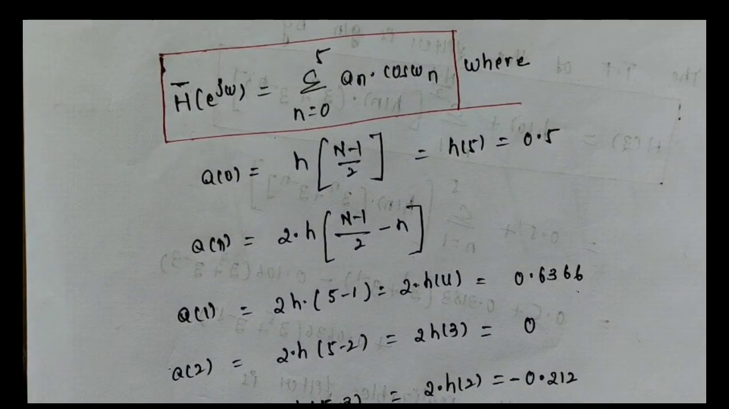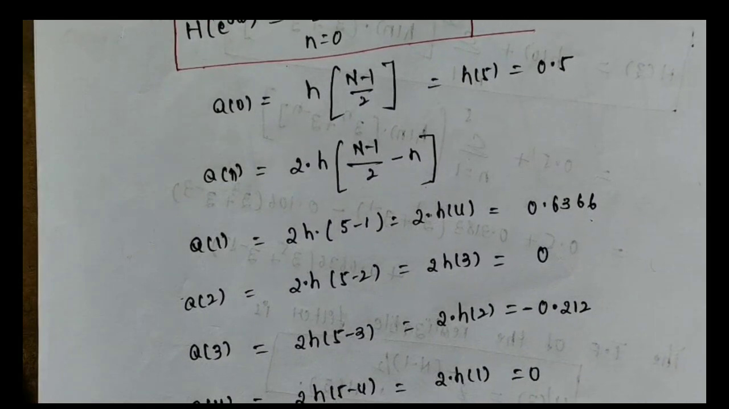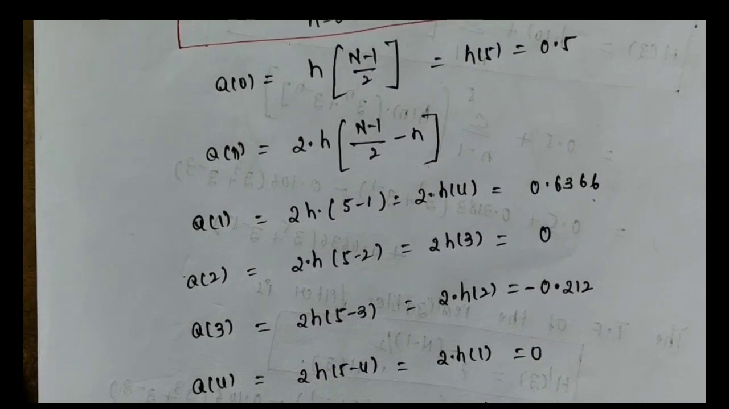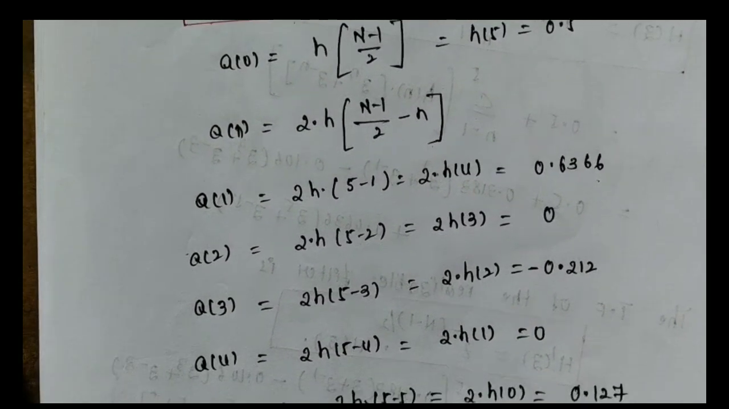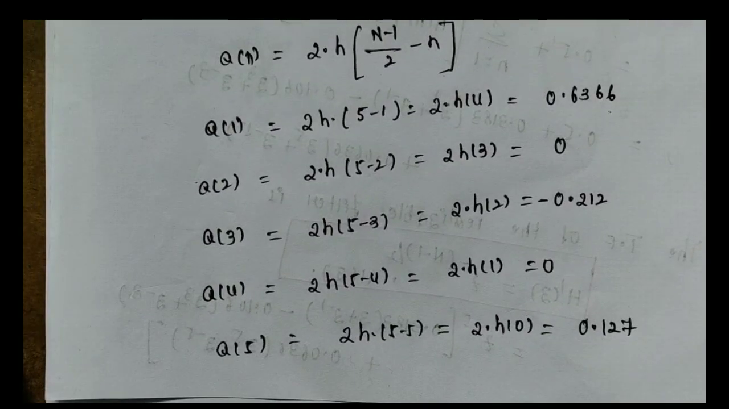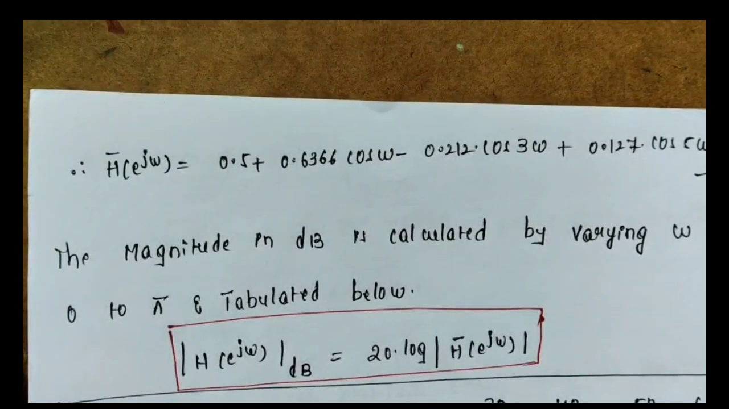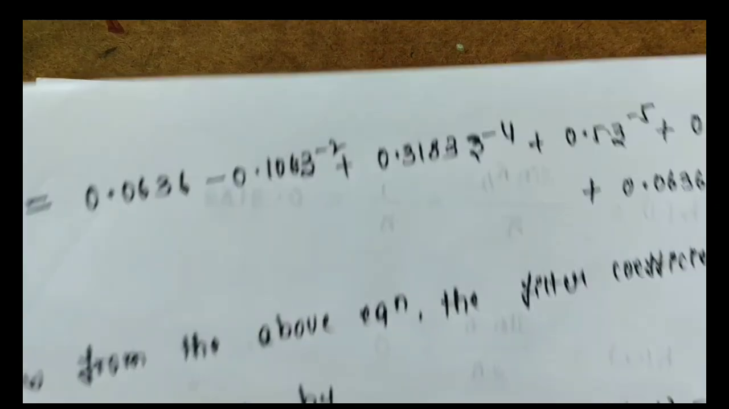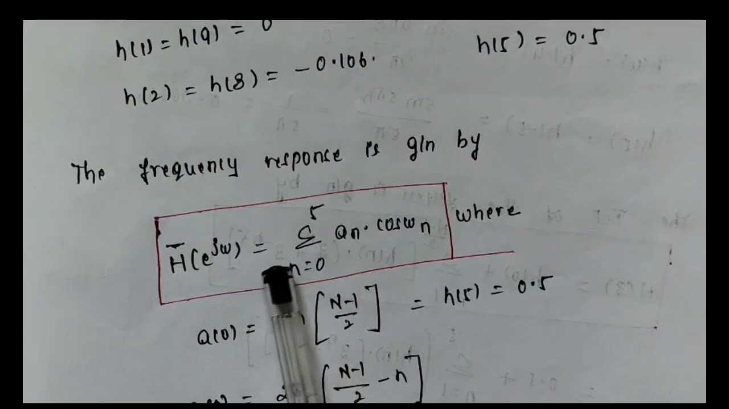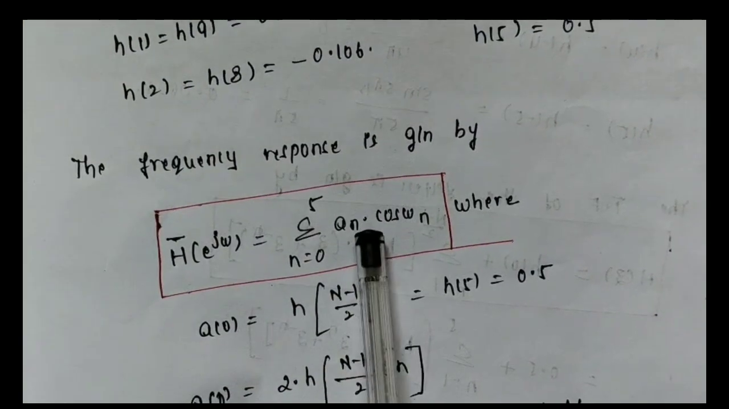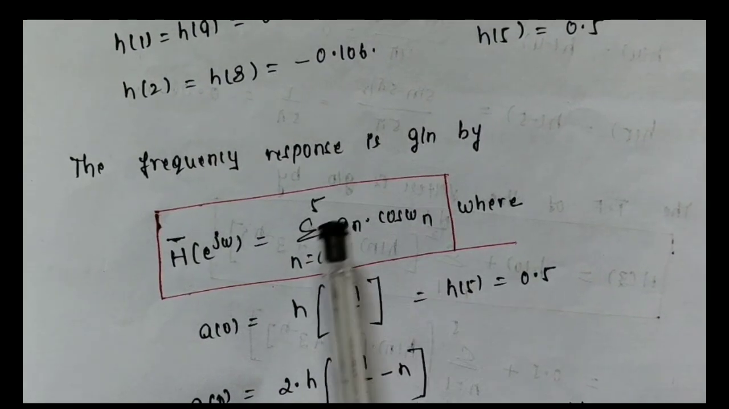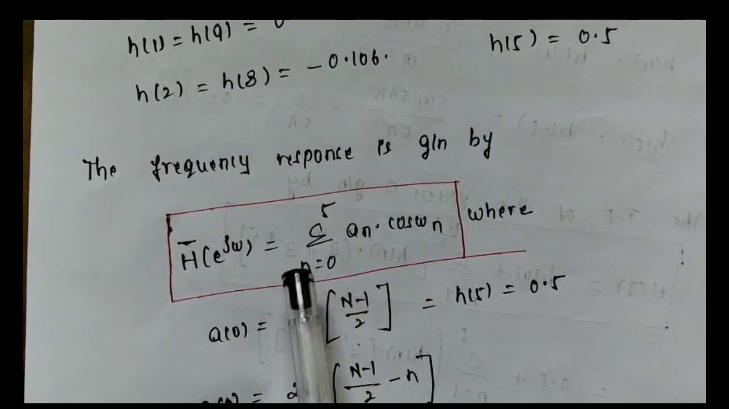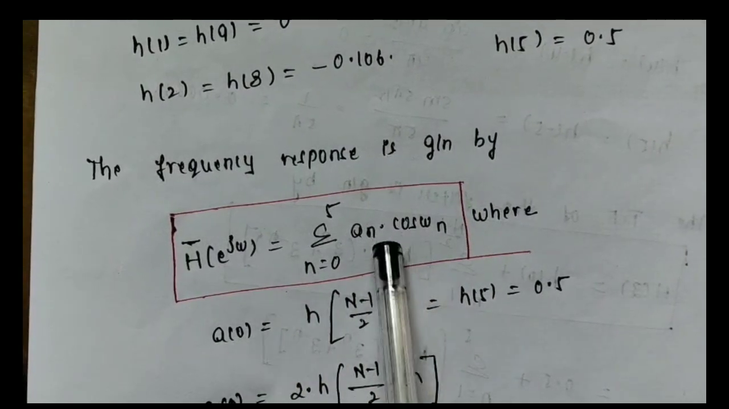Similarly, a of 2 value I found out, a of 3 value I found out, a of 4 value, a of 5 value also I did. You can note down here. If you substitute all those a of n values in this equation, for example, a0 into cos 0 omega, a1 into cos omega 1, a2 into cos omega 2, a3 into cos omega 3.